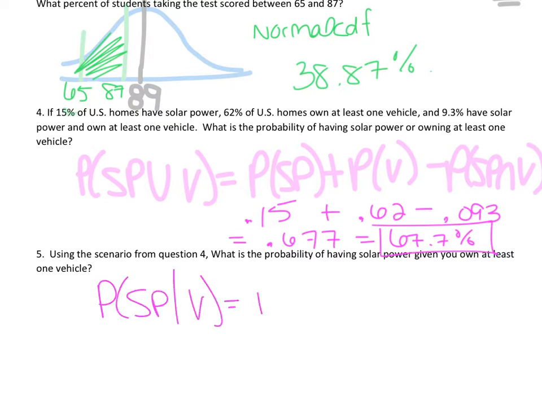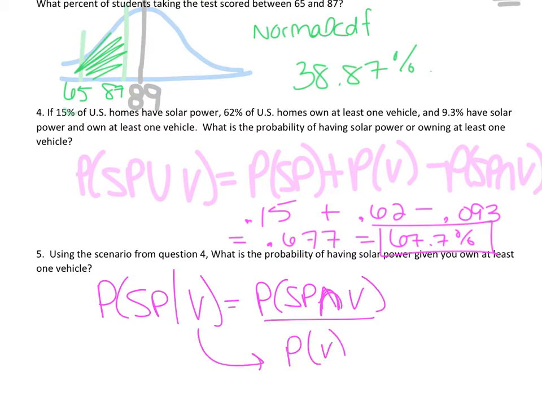So given, remember, you do the and, so you have the and probability, which is both of them, divided by the second one, the probability of just at least one vehicle. So it's always both on top for given, and whatever is after the given goes on the bottom.